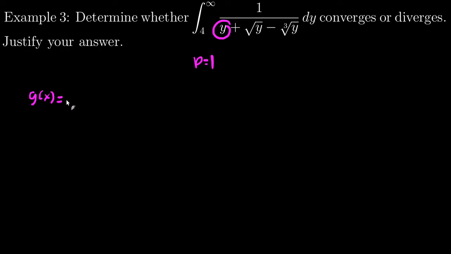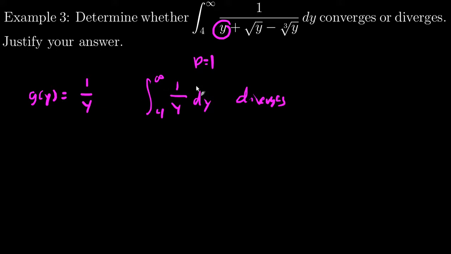g of y, I'm just going to make equal 1 over y. And I know that the integral from 4 to infinity of 1 over y dy diverges, because this is p equals 1. So all I have left to do is see that this limit, as y approaches infinity, of 1 over y plus root y minus cube root of y over 1 over y has a nice limit.